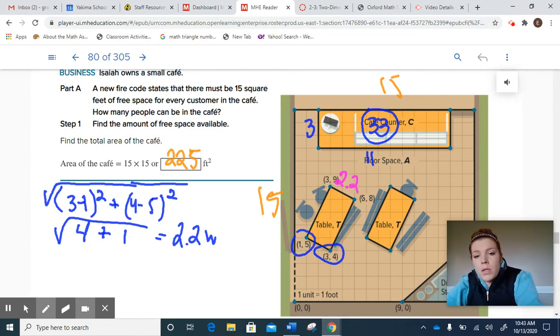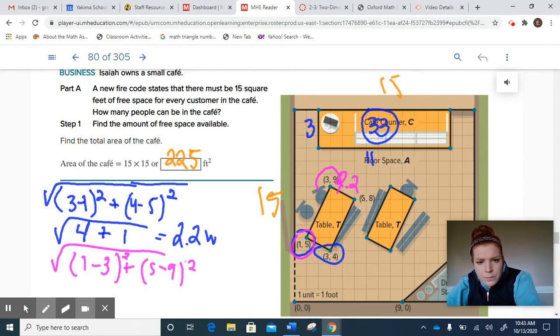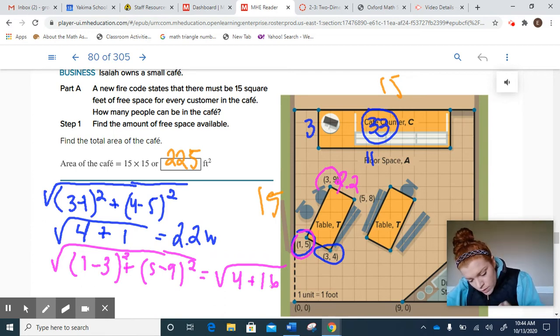So I'm going to do it again, but I'm going to use these 2 points instead. 1 minus 3 plus 5 minus 9. So we have the square root of 2 squared, which is 4, negative 2 squared, which is 4, negative 4 squared, which is 16, so that's the square root of 20. So the square root of 20 equals 4.5.